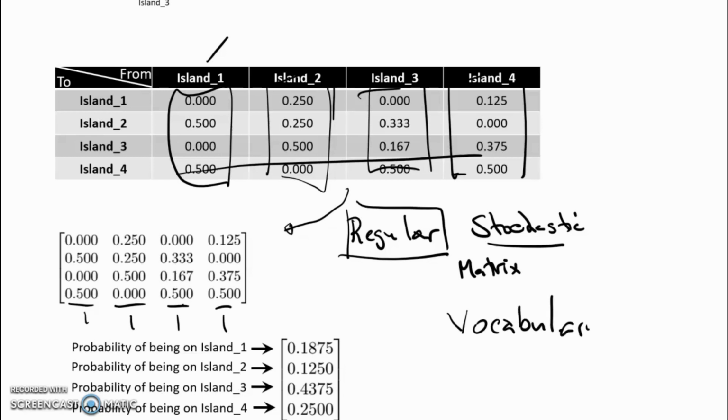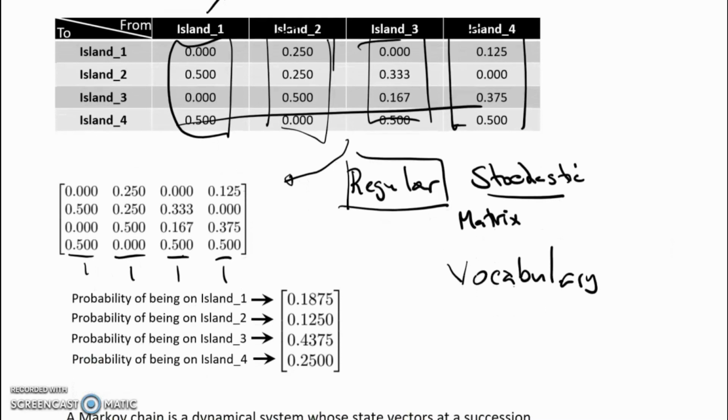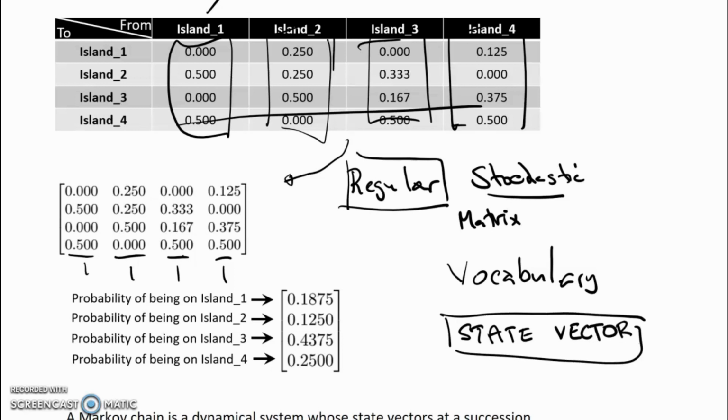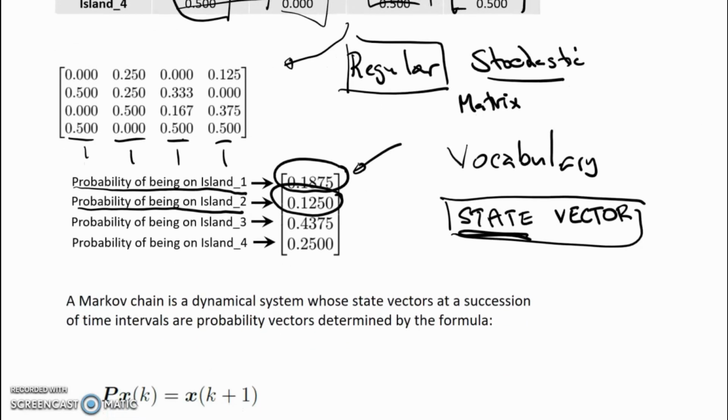The first term I want to consider is the term state vector. If we consider the example of the wandering politician, this would be an example of a state vector because it shows the state that the politician is at any one time. So in this particular example, we're saying that the probability of the politician being on island 1 is given here. The probability of the politician being on island 2 is given here, etc.